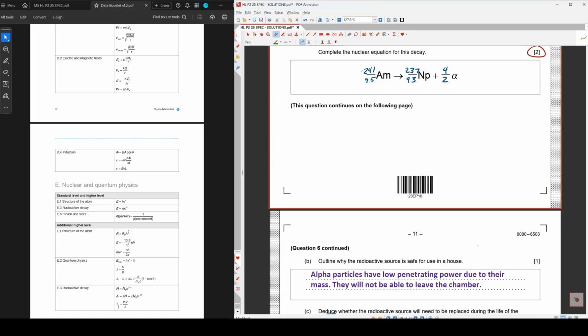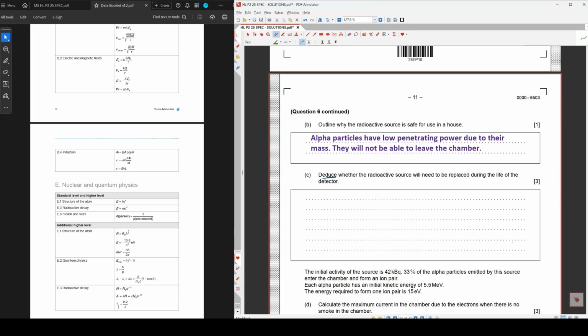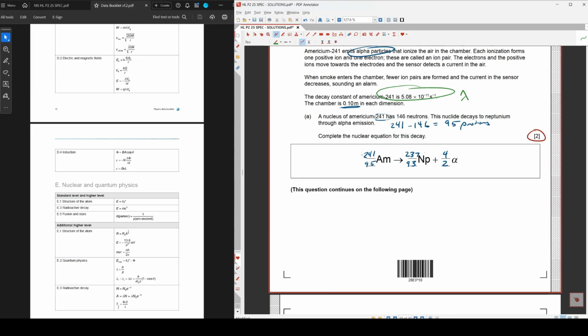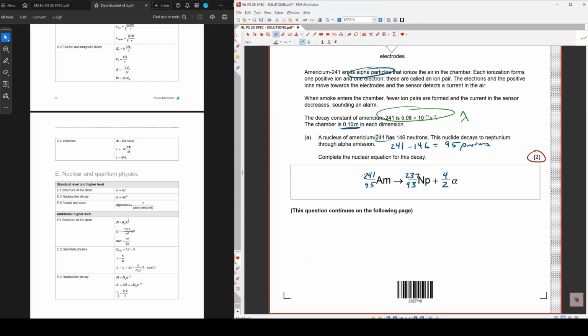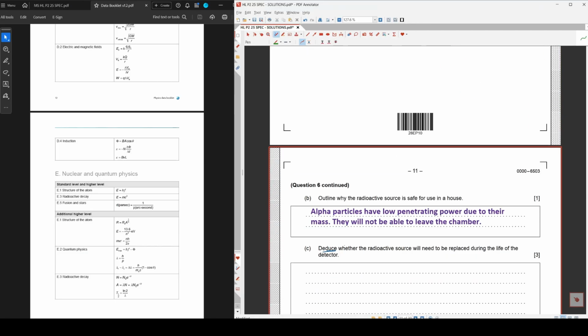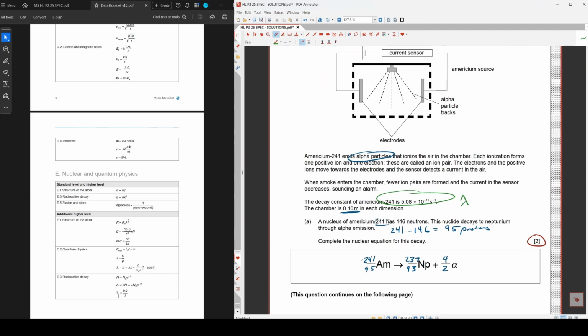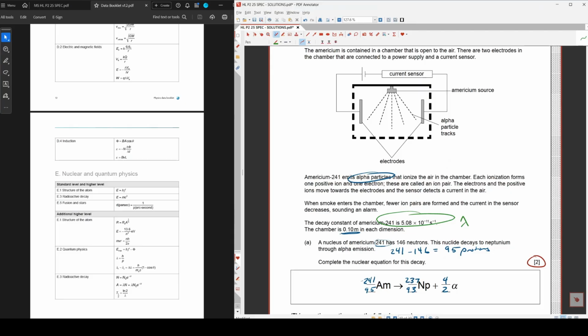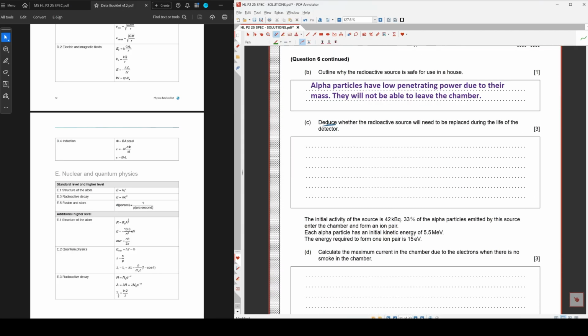Okay, so let's see. Can that tell me something about whether it needs to be replaced? Well, yes, because from the decay constant I can figure out the half-life. The implication is, you're using a radioactive source, and that source decays. So are you eventually going to run out of this americium-241? After a certain time, it's going to be halfway gone. What we need to know is how long that time is, and the decay constant is what we use to figure that out. So that's going to be the first step: let's find the half-life of this thing.